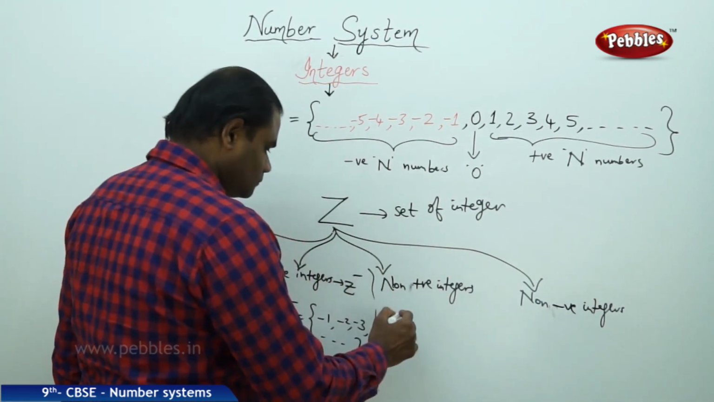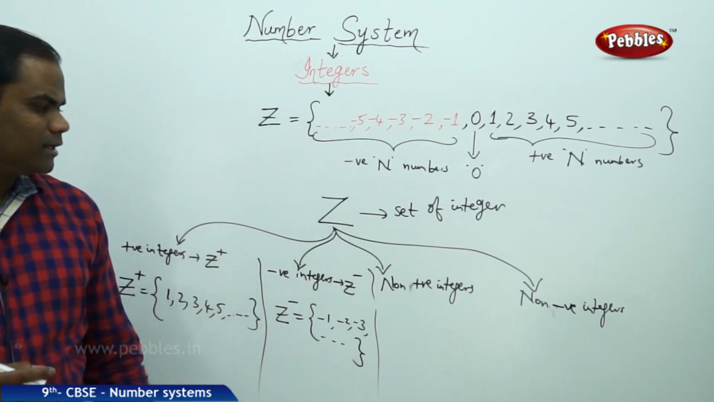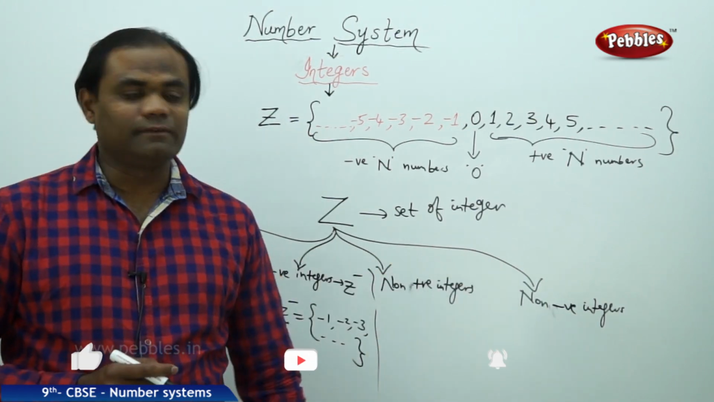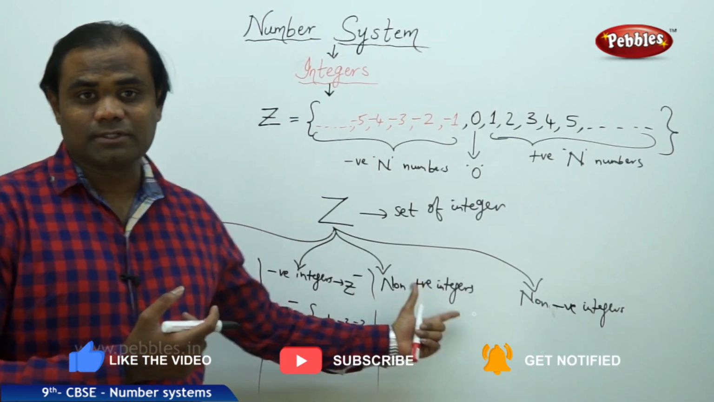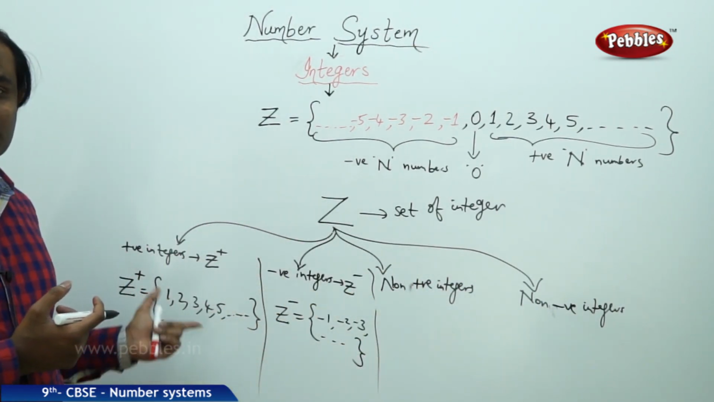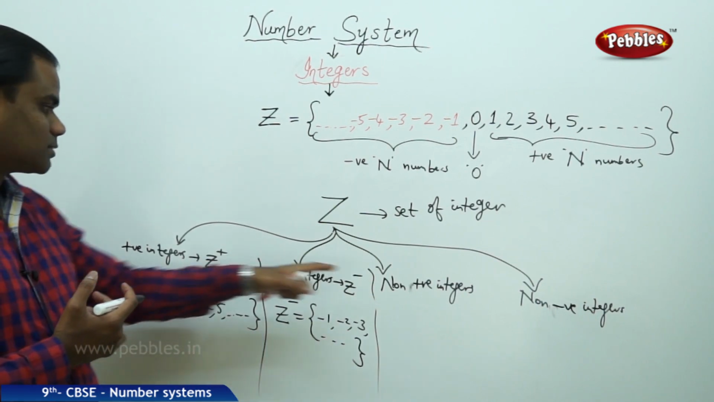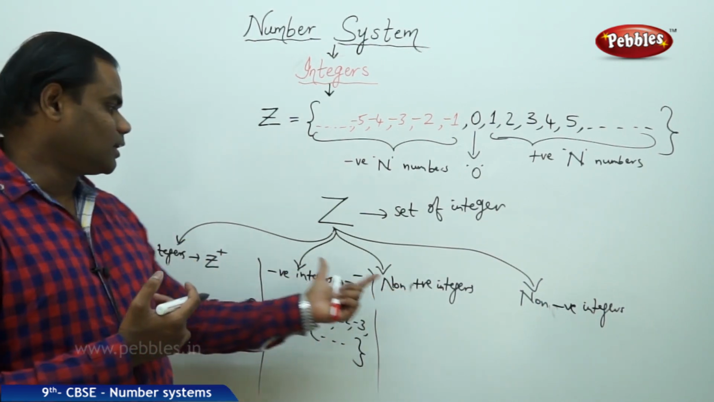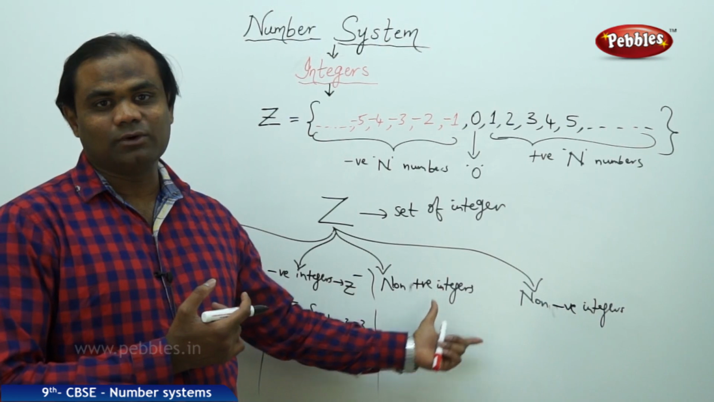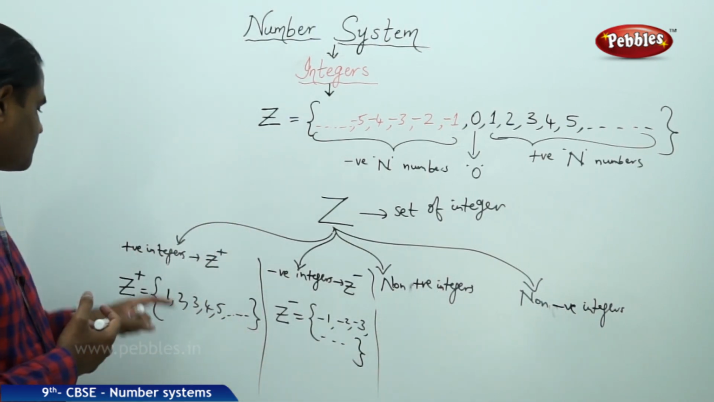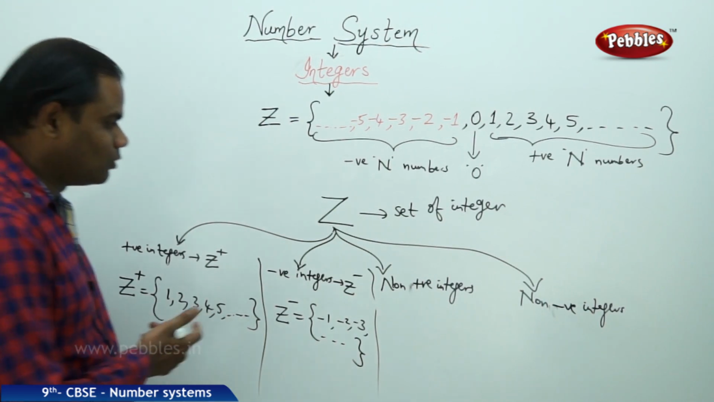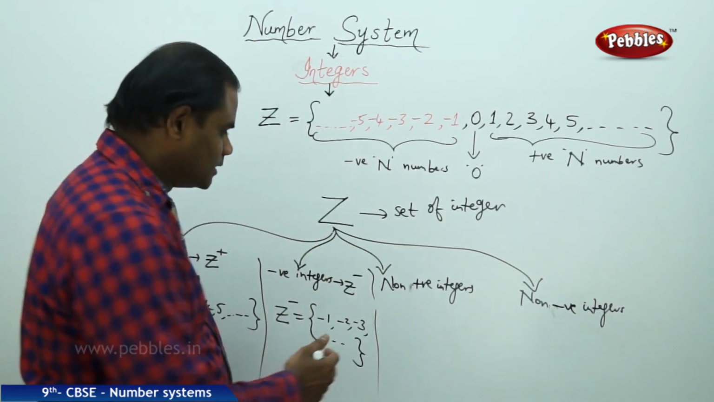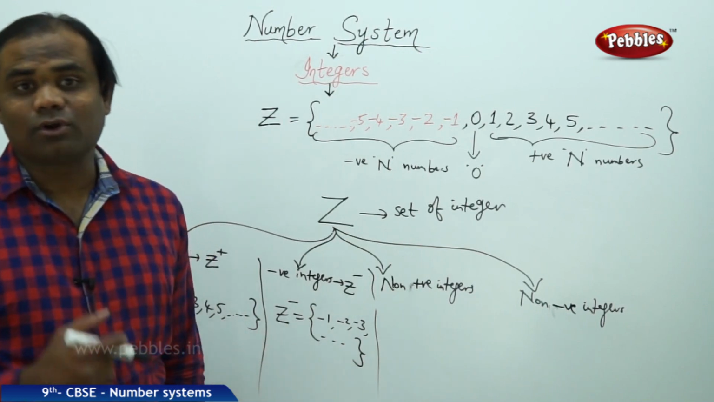Similarly, let's see how the non-positive and non-negative integers differ in their definitions as compared to these. It is very important to note that both look similar, positive and non-positive. So let's see how the difference comes. Positive integers are 1, 2, 3, 4, 5, and non-positive integers are all those integers which are not positive.